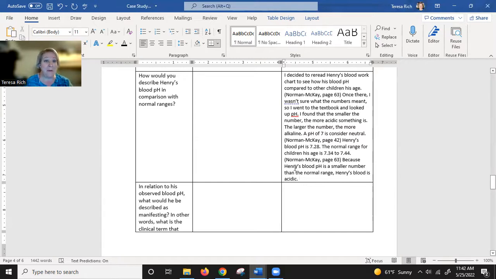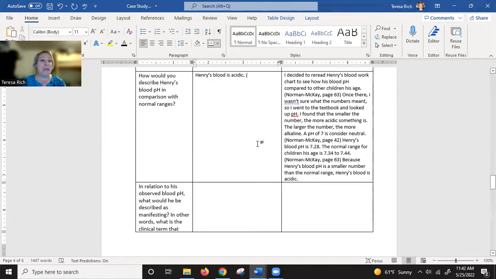So you can see I wrote down all of my thought process, what I did to arrive at the answer. Okay. Now I'm going to come over here and I'm going to put the actual answer. Okay. Which is Henry's blood is acidic. Okay. Henry's blood is acidic. And then I'm going to put another in-text citation.